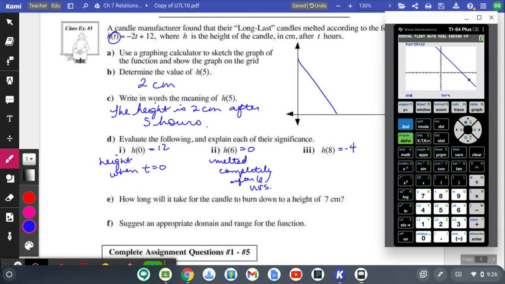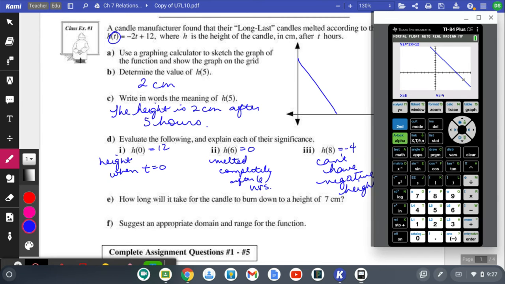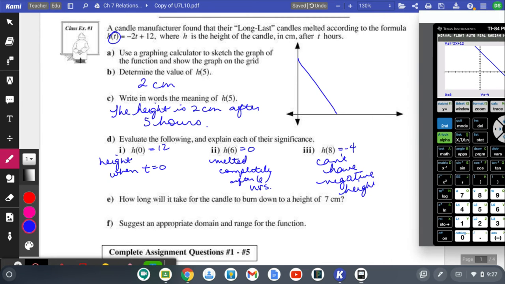The height of the candle. You can't have negative height. So this is not significant to our story. It might be significant to stocks, or to digging a hole, who knows.